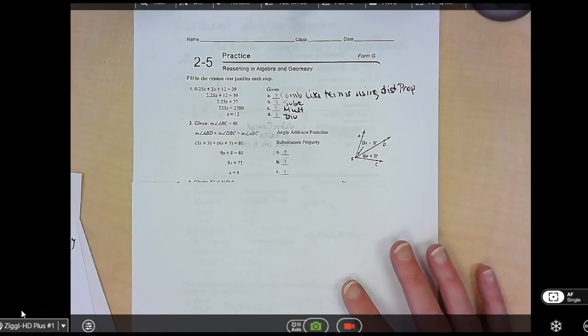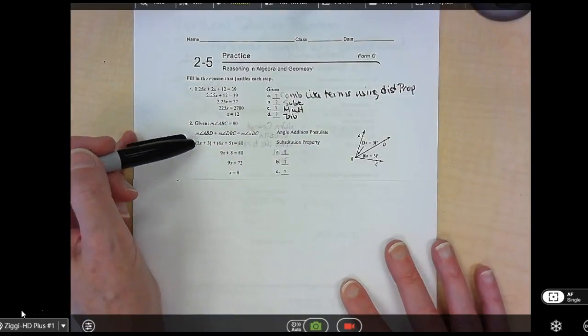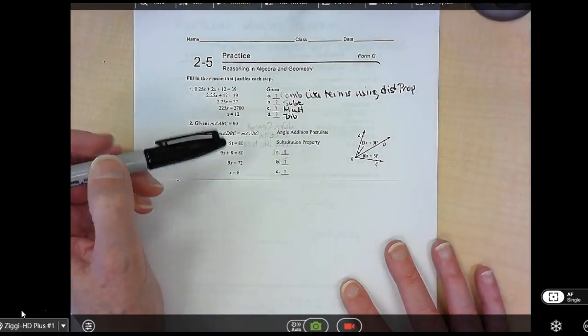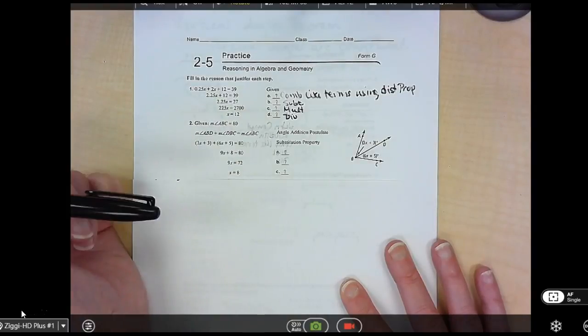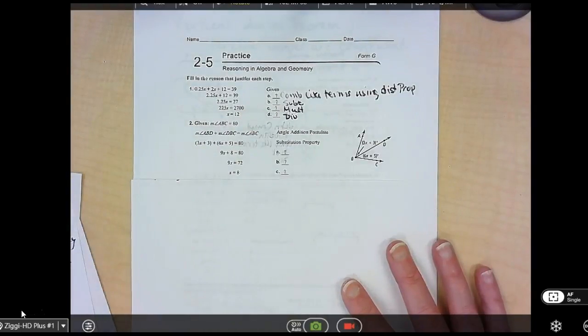So I'm going to let you go through. They have all the steps here for you in problem 2. They had the first two given to you, and you would just do the next 3.